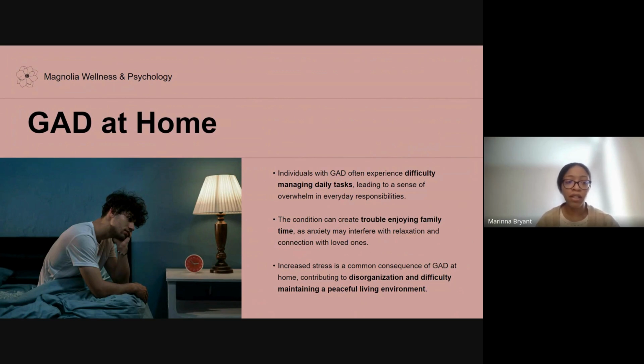So now, knowing how common GAD is, let's consider how it impacts our life at home, at school, and work, and with self-care. At home, people with GAD often struggle to manage day-to-day tasks, which can lead to a sense of being overwhelmed. For example, household responsibilities, which may seem routine, can become a source of stress. Anxiety often interferes with family time, making it difficult to relax or connect with loved ones. And it can add to disorganization in the home. Increased stress due to GAD may lead to difficulty maintaining a peaceful living environment, making even simple daily tasks feel overwhelming.